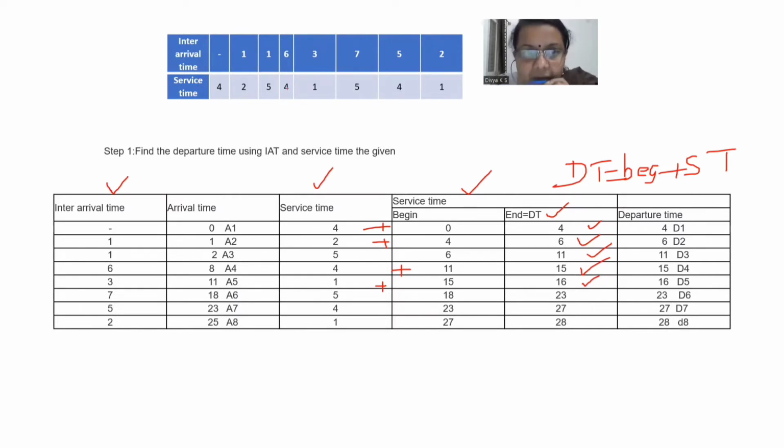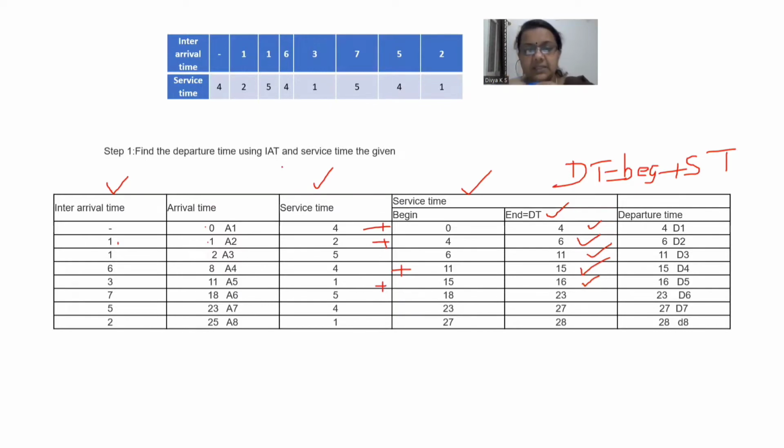Inter arrival times are already given in the question, so we mention them here. If it is not mentioned, the first value you have to mention with a 0. Arrival time, how we are calculating: 0. Second value 0 plus 1. Then 1 plus 1, 2. Then 2 plus 1. Like this we have to calculate the arrival time.